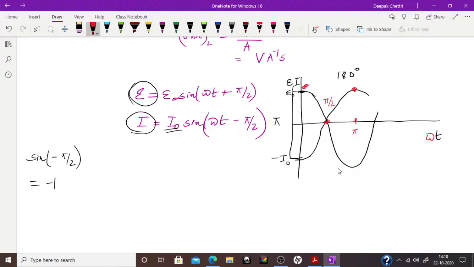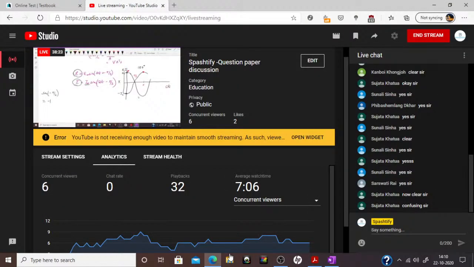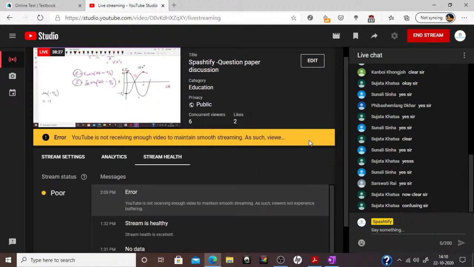E has already reached, but I has to travel a distance of pi, an angle of pi, you can say. So that's why E leads by pi, understand. So the answer for that will be pi. Is it clear, yes or no? Which one is confusing?